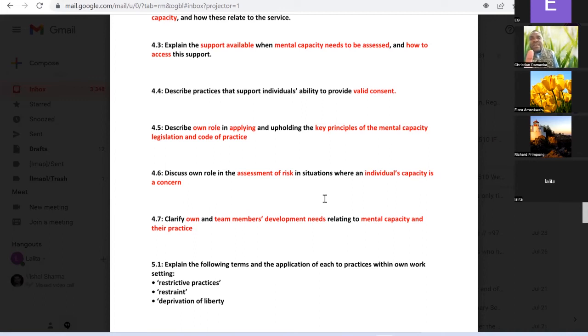So 4.7, clarify. When we say clarify, basically we say explain. It's another word for explain. Your own and other team members' development needs in relation to mental capacity and how mental capacity is practiced or applied. Basically, this is telling you, what do you think are your areas of development when it comes to putting the Mental Capacity Act in use? What would be your areas of development?